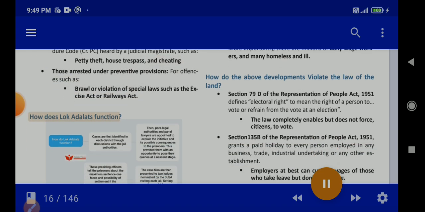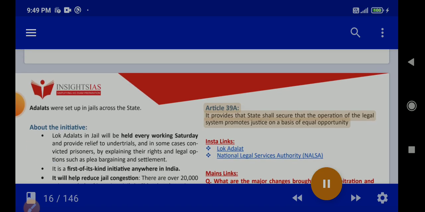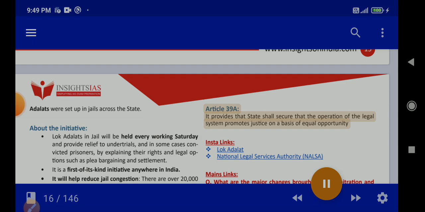How do Lok Adalats function? Article 39A provides that the state shall secure that the operation of the legal system promotes justice on a basis of equal opportunity.